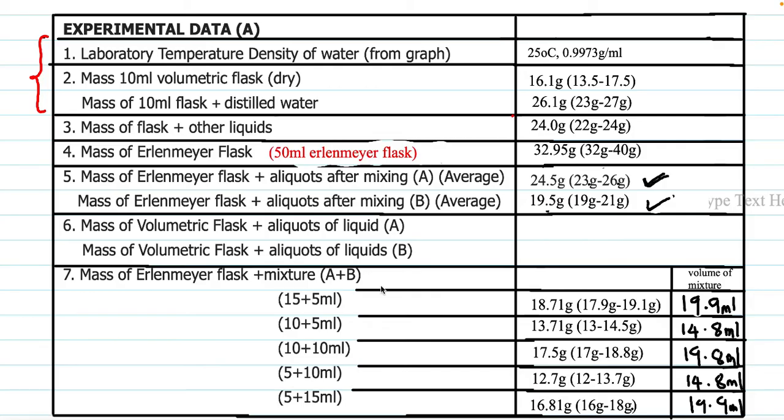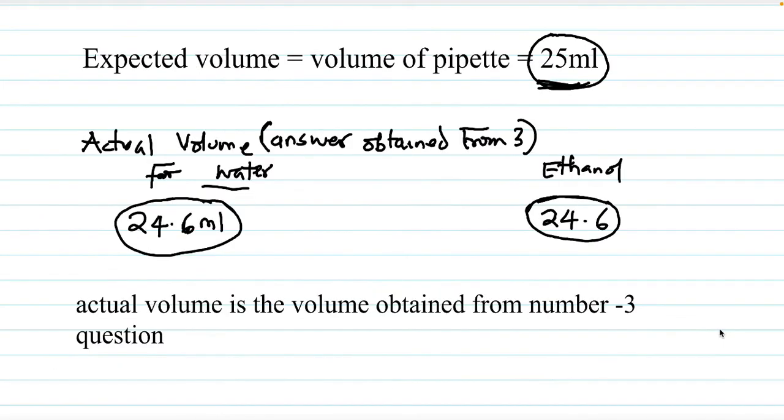Remember, since you're mixing two different liquids, what you're expecting from 15 plus 5 is 20, but the actual volume after mixing will be less than 20. When we did that in the lab, it gave us 19.9. So please do not use 20 here. Whenever you're mixing two different liquids, the volume is not conserved; you always get something lesser. So the volume of the first mixture is 19.9. The second one is 14.8. So let's dive into this.